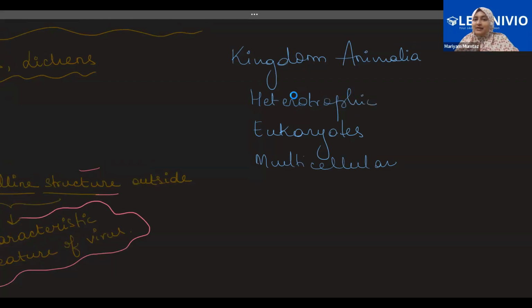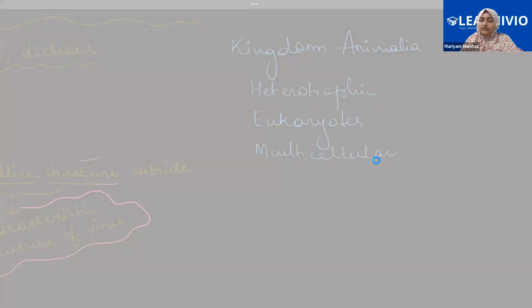We have cell wall. This is the major difference. The plant kingdom, they and the fungi and all, they have the cell wall present. But all the members of the kingdom Animalia, they do not have the cell wall present in them. Okay?